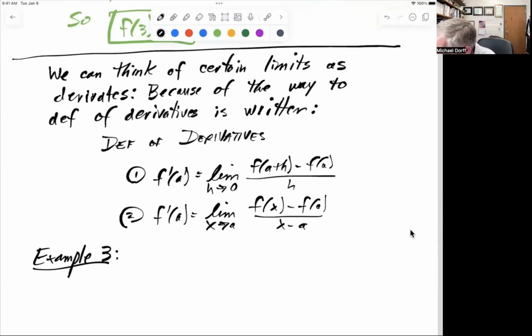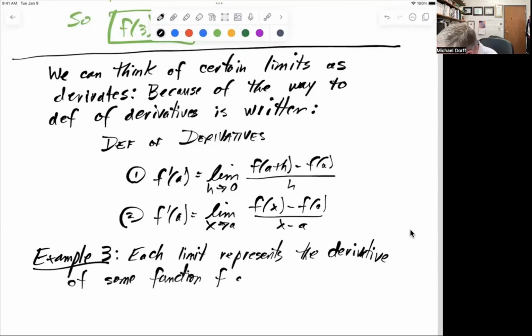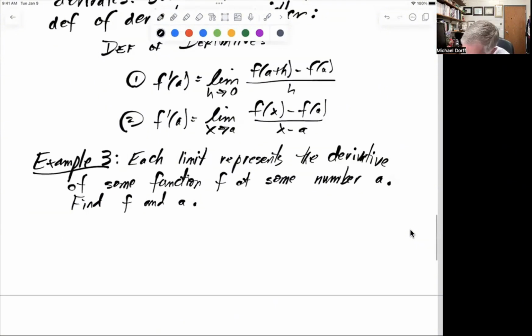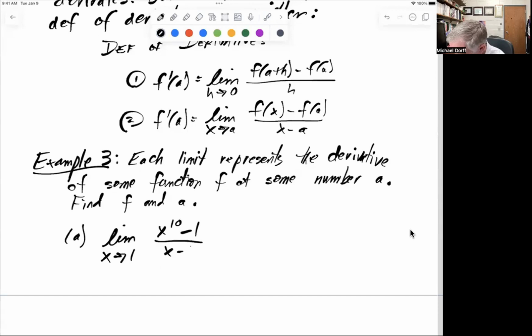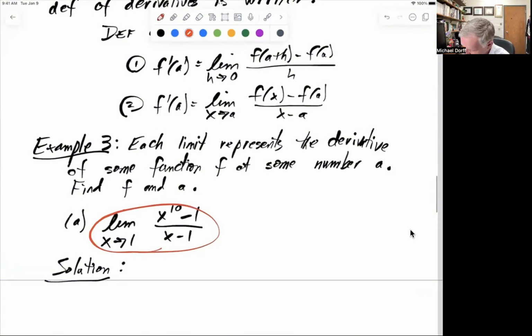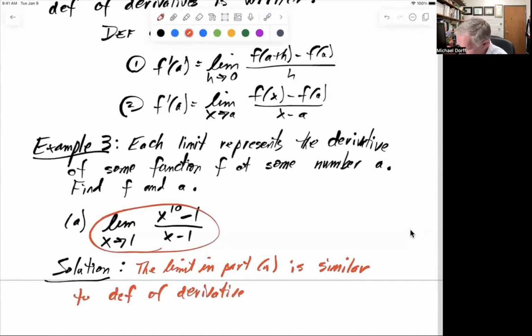In this example, we'll say each limit that I'm going to write represents the derivative of some function f at some number a. Find f and a. All right, so let's suppose I'm given this one: the limit as x goes to 1 of x to the 10th minus 1 over x minus 1. This is going to be one of the definitions of the derivative. Is it number 1 or number 2? The limit in part A is similar to definition of derivative number 2.